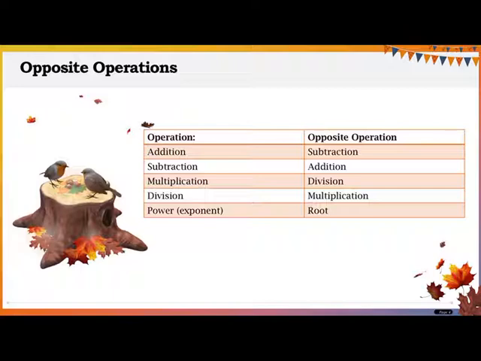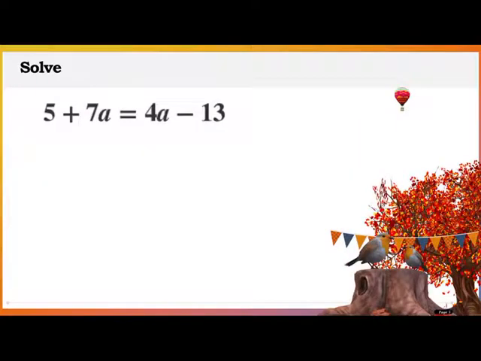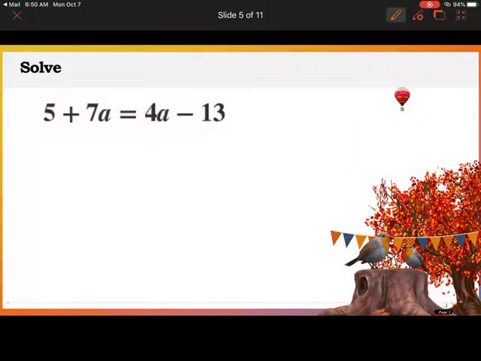So we're still using opposite operation, which we've talked about multiple times. So addition and subtraction are opposites, multiplication and division are opposites, and power and roots are opposites. So let's jump right in and solve this. So your first step is to simplify on both sides of the equation.